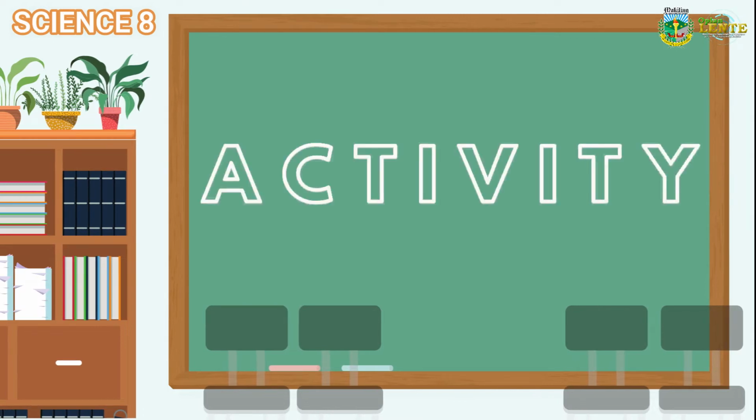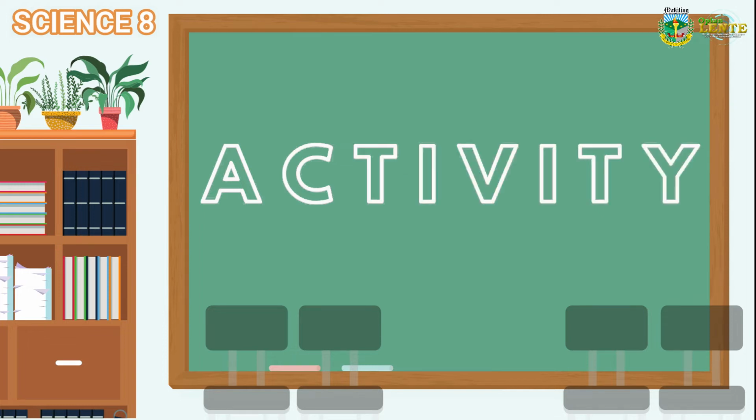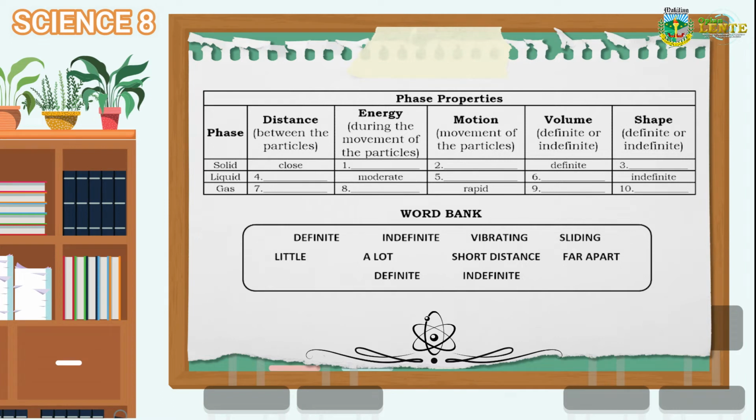After we distinguish the different properties and phases of matter, let's try to answer our activity. Look at the diagram as it shows how the molecules in each phase of matter behave. Complete the table by filling in the blank with the correct word from the word bank.